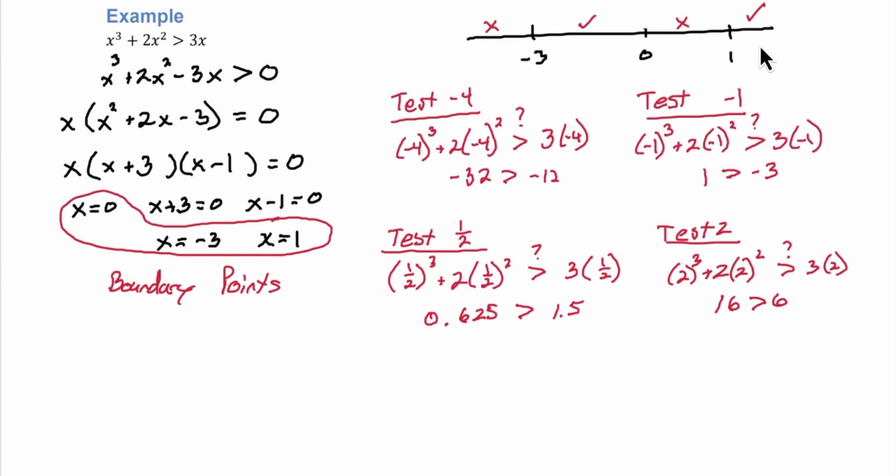Again, the solution are the intervals that are true. So this first interval, -3 to 0. And notice the original inequality is strictly greater than. We do not have equal to. That means we cannot include these x-intercepts. So we'll leave those as parentheses. -3 to 0. Then we'll union that with the fourth interval, which was true, 1 to infinity.